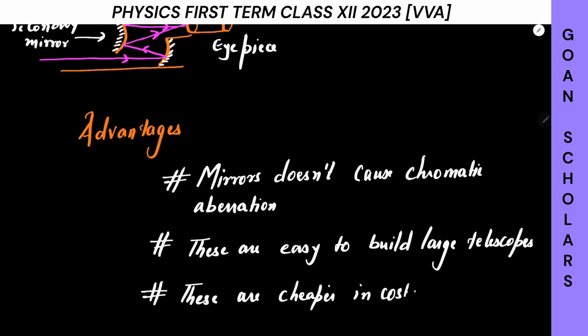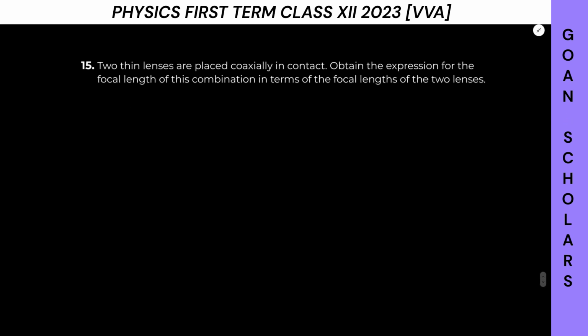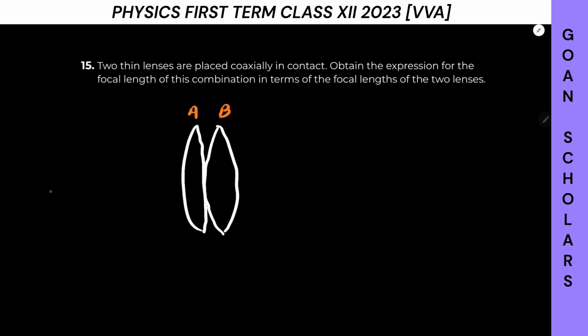Okay, let's move to our next question, question number 15. It says two thin lenses are placed coaxially in contact. Obtain the expression for focal length of combination in terms of focal lengths of the two lenses. Very simple. Let's put one lens here, lens A, and another lens B. This is our common principal axis, and you place an object O here and get a final image at I.